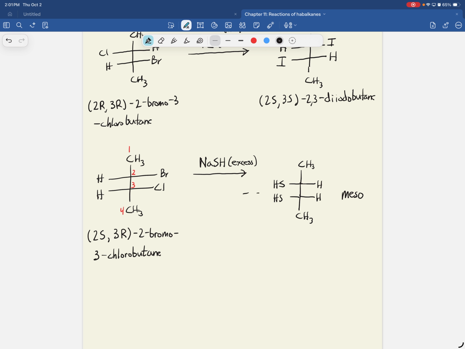We know the mirror plane will split this molecule in half right here, so it's achiral, all right? But you can still assign R and S. Sometimes you might just have a situation where it's achiral. All right, so dithio. Don't worry, you don't need to memorize how to name this.